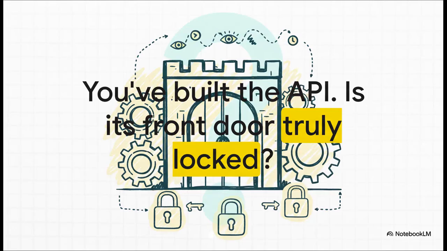And that brings us to the end. If you follow these layers, you're going to have a really solid security posture. But security is never a set it and forget it kind of thing. So the question I want to leave you with is this. You built the API, but is its front door truly locked? And how are you going to make sure it stays locked day in and day out?